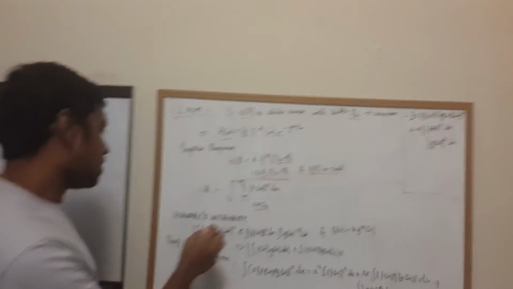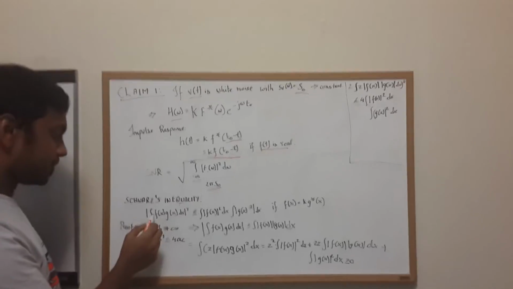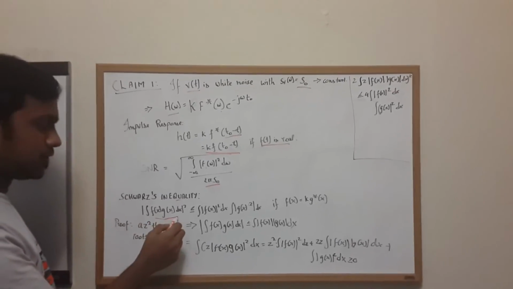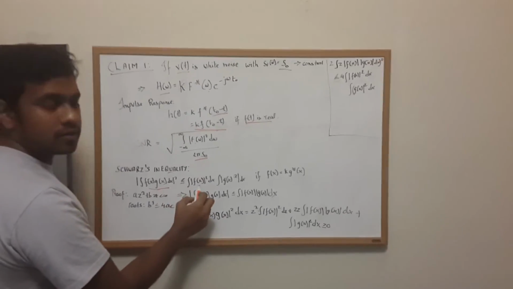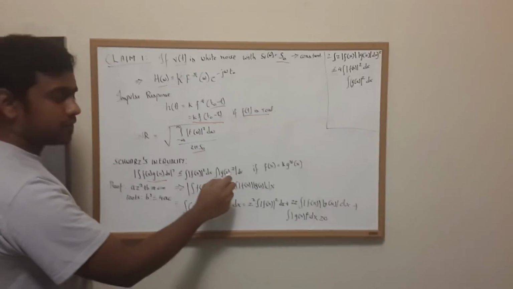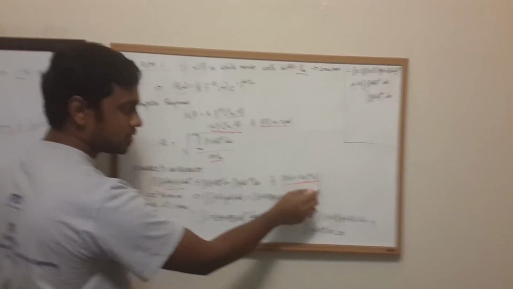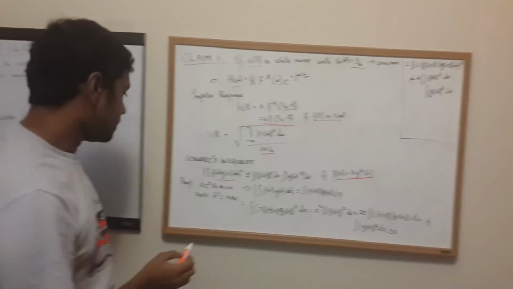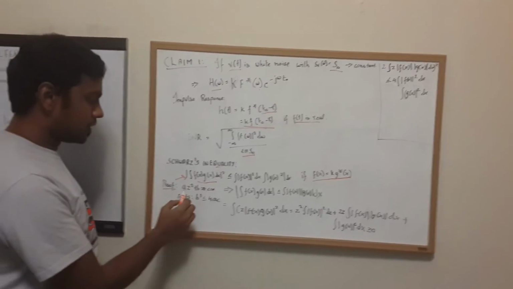Now let's proceed to the Schwarz inequality. Schwarz inequality states that the modulus of integral f of x g of x dx the whole square is less than or equal to integral modulus of f of x the whole square dx into integral modulus of g of x the whole square dx, with equality if f of x is equal to k g conjugate of x. So we are going to prove this equation. So this is given by the proof.